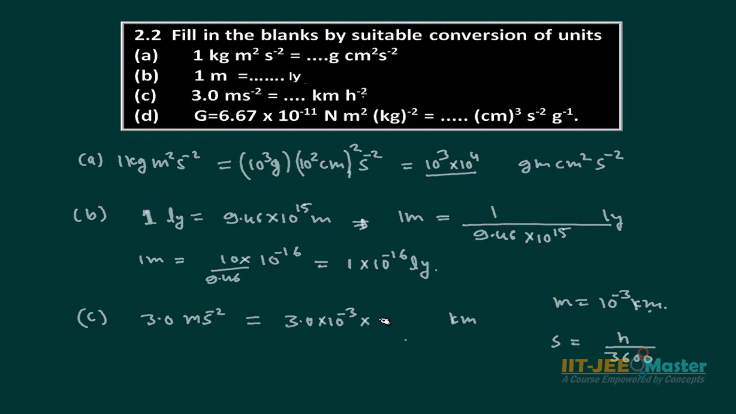1 upon 3600 square upon h square. So the unit comes out to be kilometer per hour square, and we have a number up to 2 decimal places only. So it will give us 3.6 into 3.6 into 3.0, that is 38.88. That is 38.88. There are 6 zeros here and 10 to the power minus 3 here. So it will be 10 to the power 3 kilometer per hour square.